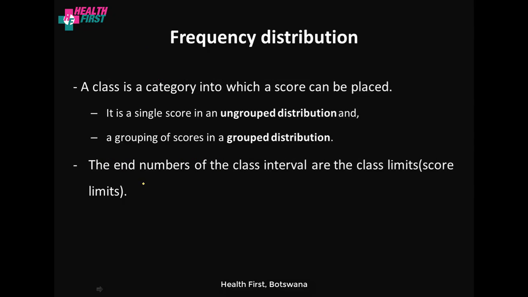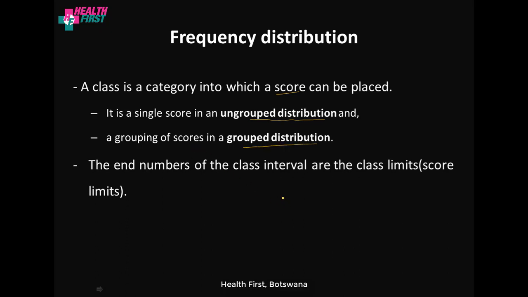So the frequency distribution. Within the frequency distribution, we would have what are known as classes. A class is basically a category into which a score or a data point can be placed. That class or category is a single score in an ungrouped distribution. And of course, in a grouped distribution, it's a grouping of scores.